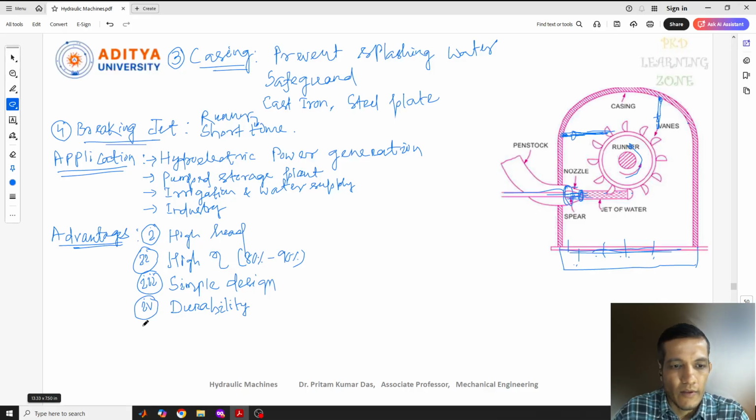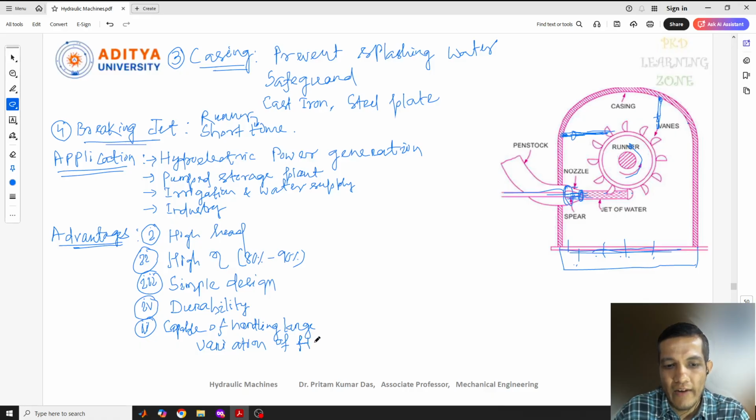One more point: it is very easy to handle, or you can say it is capable of handling large variation of flow. So these are some advantages of this Pelton turbine.